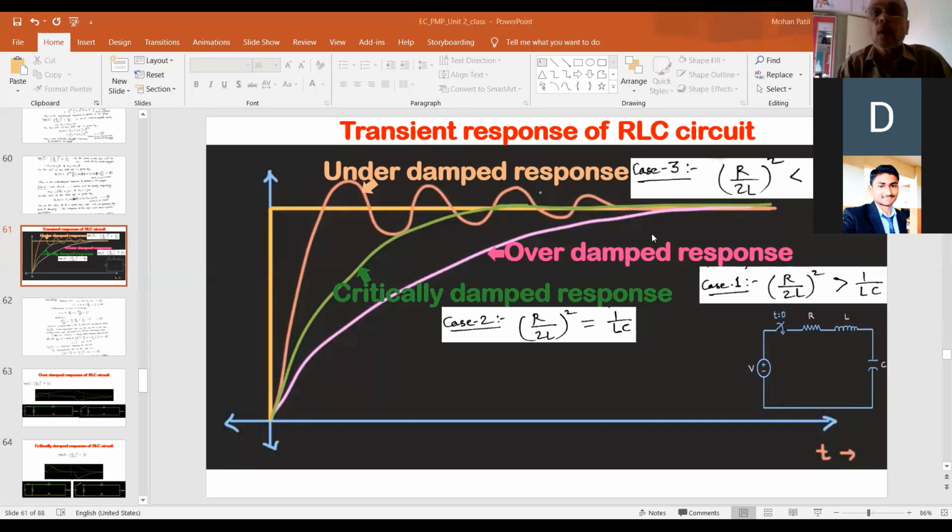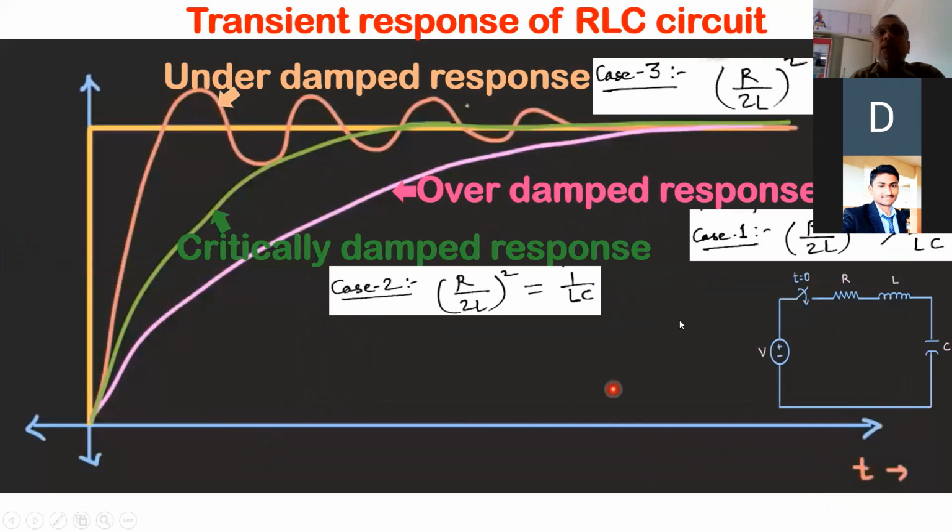Yes, sir. Okay, fine. So let us begin our discussion with the same circuit which we have seen yesterday, and today we'll see how to perform its simulation practical.